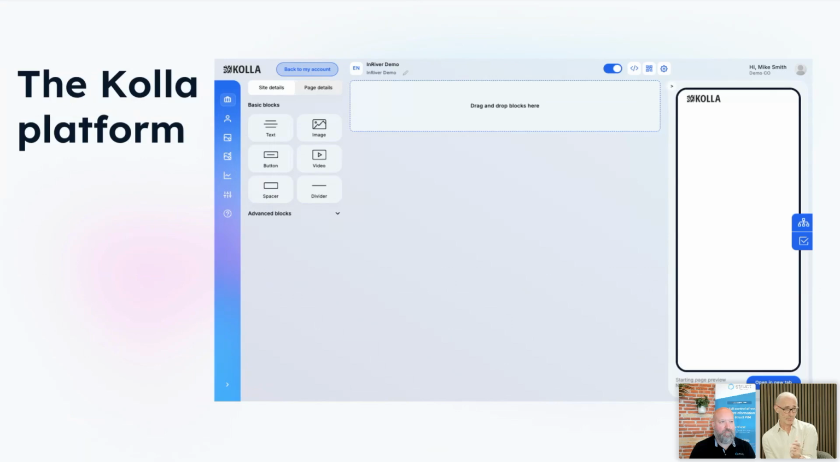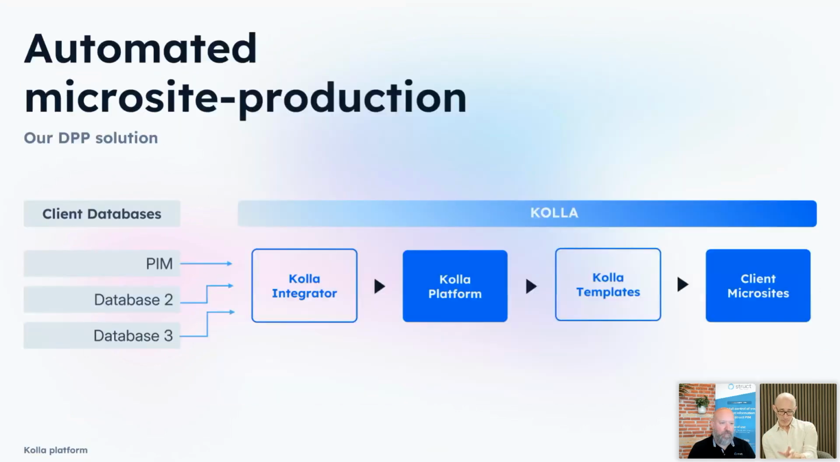And it's a very simple drag and drop setup where you drag in text blocks or video blocks or image blocks. And then if we go into the next slide, what we've really done is found a way of creating something called dynamic data blocks, where we take the information from the PIM system or any other database for that matter and put it into one of those blocks in the microsite builder.